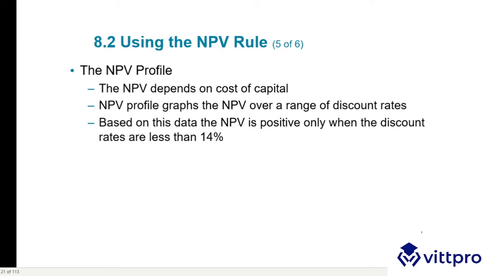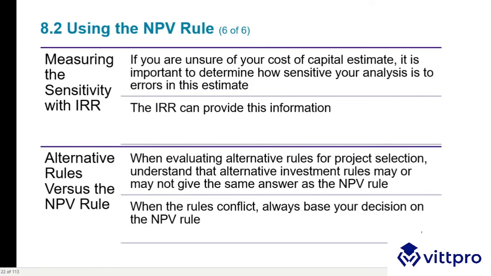The NPV rule depends on the cost of capital, and this is the NPV graph at different rates. Based on that, we will get the IRR, right? So now we can also measure the sensitivity with the IRR. If the IRR is very close to the cost of capital, it's too sensitive, right? It's too risky that your project may not be correct, may not be a good solution because the gap is pretty low.